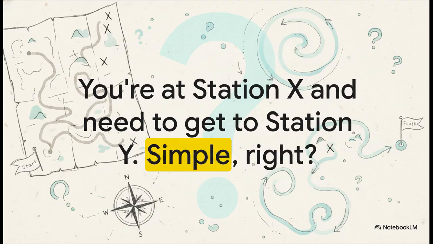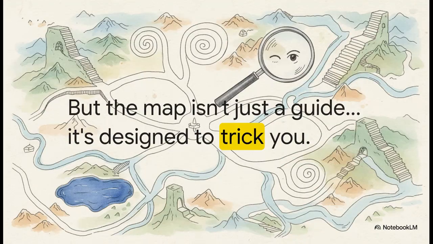But what if the map isn't just showing you the way? What if it's actually designed to trick you? And that, right there, is the real game. The map itself is your opponent. It uses these little, sneaky tricks to make long paths look short and simple routes seem way more complicated than they are. To beat it, we can't just look.